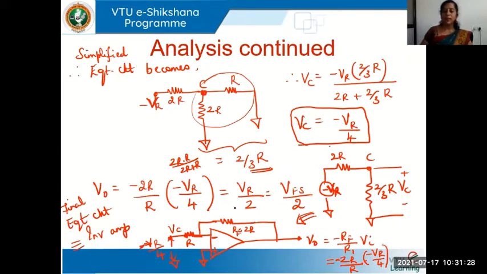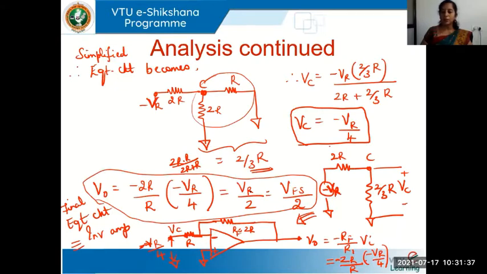So when I simplify this, you can see the output will reduce to VR by 2. Minus into minus becomes plus. R and R cancel out. 2 cancels out with this 4. So you're going to get the final output as VR by 2, which is nothing but the full scale output voltage VFS divided by 2.